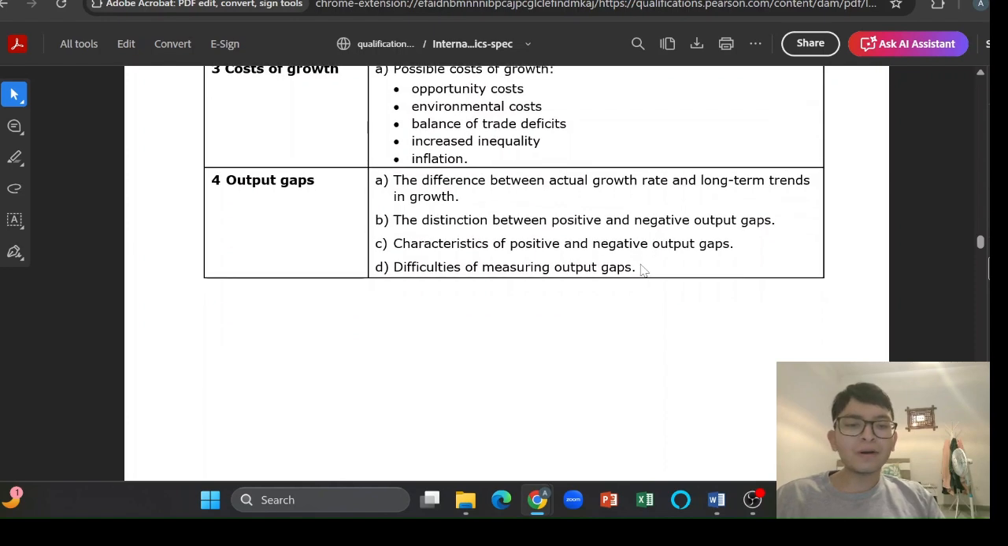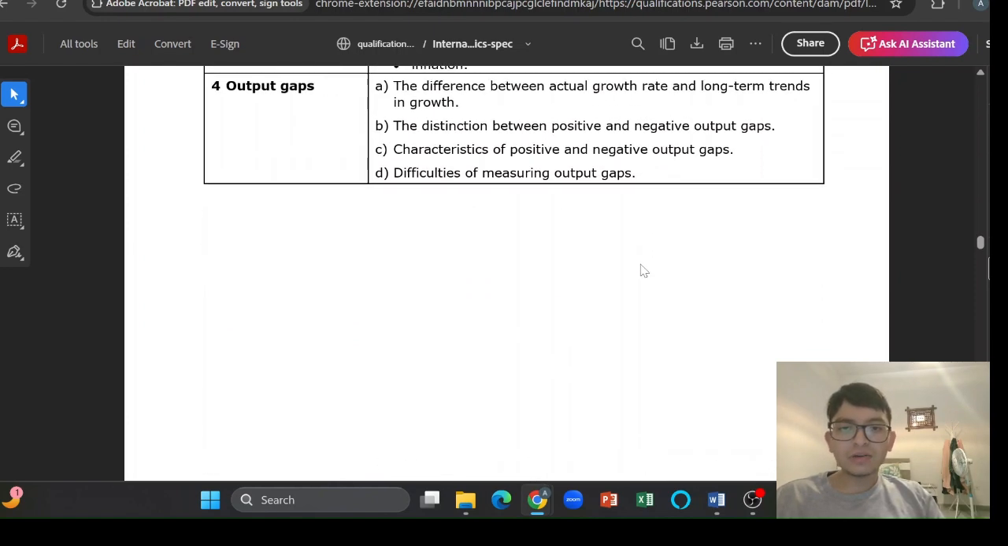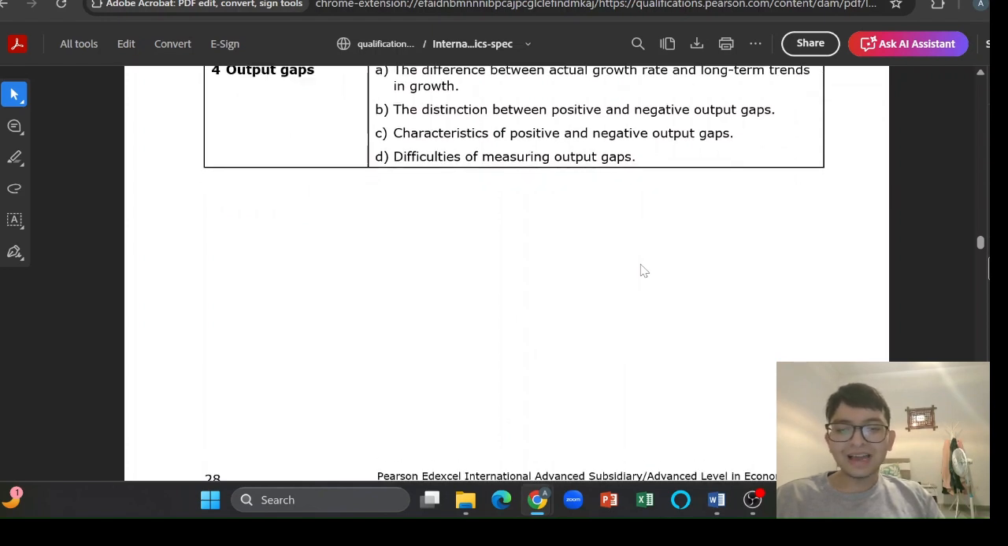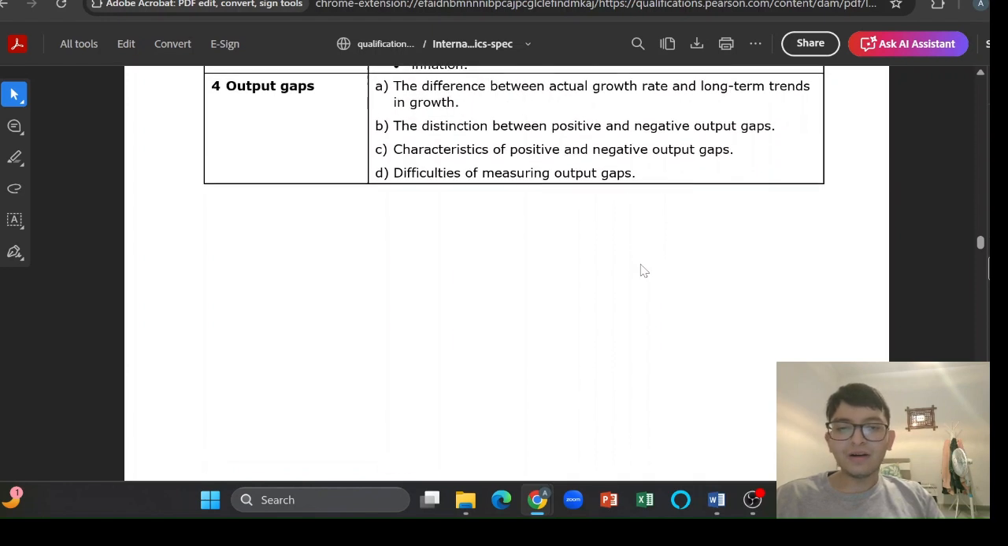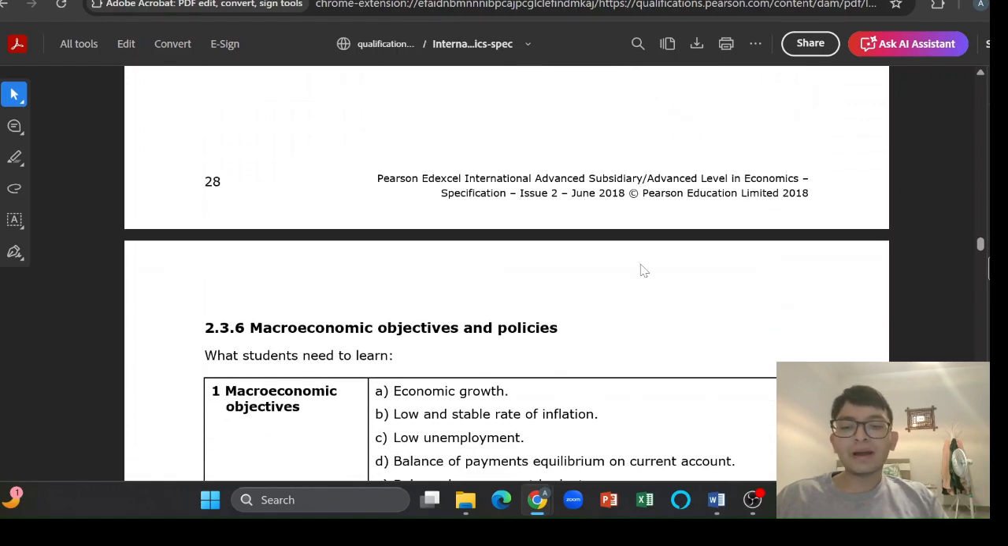Then there's output gap. Output gap is also again easy. It's not difficult once you understand. Again, don't let the scary words scare you. It's actually not that tough. It's actually a simple concept. So I'll just explain in brief. Output gap is basically the difference between the actual output in the economy and the potential output in the economy, basically how much that economy can produce at maximum potential.